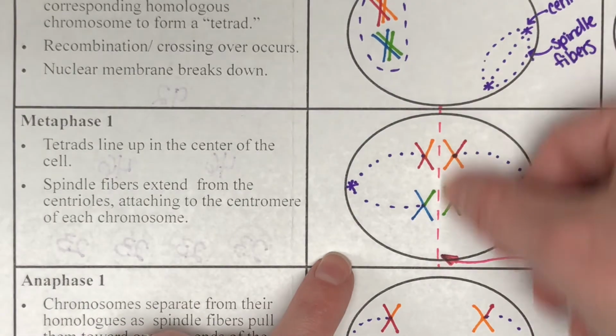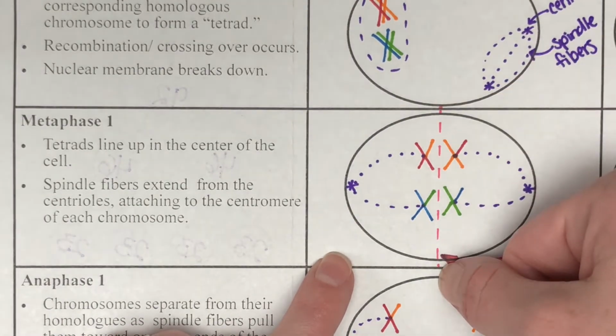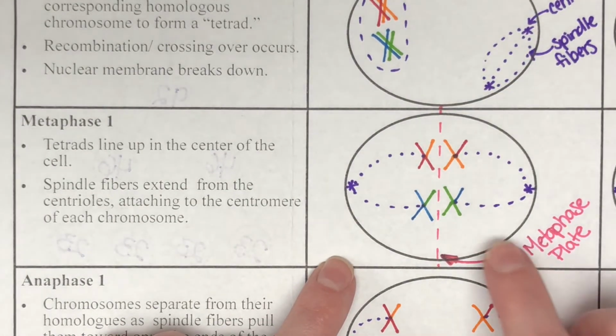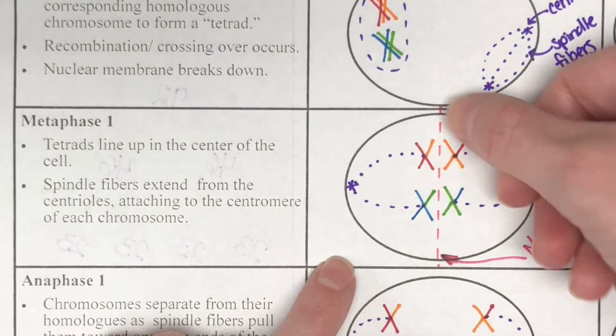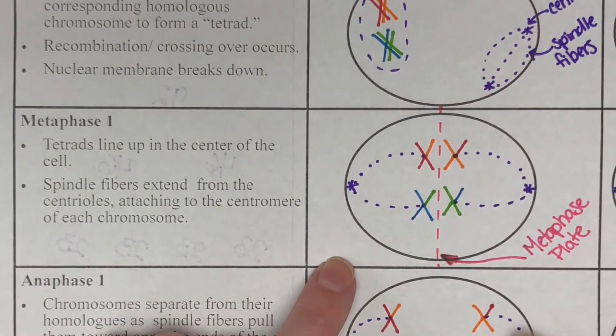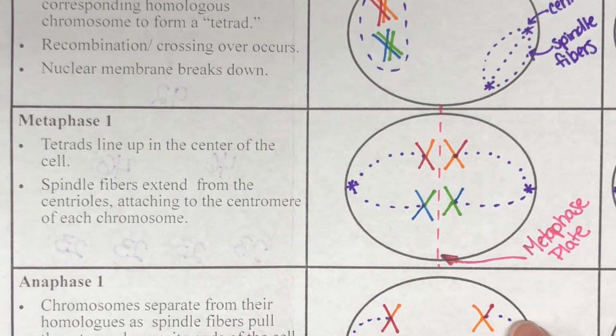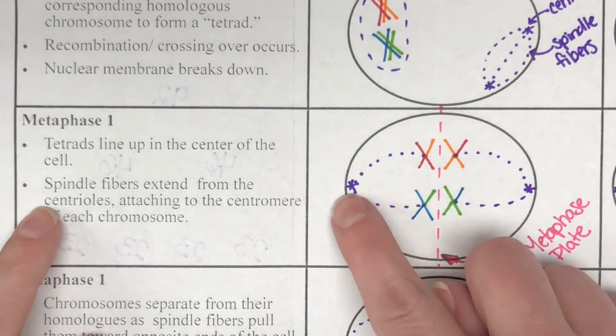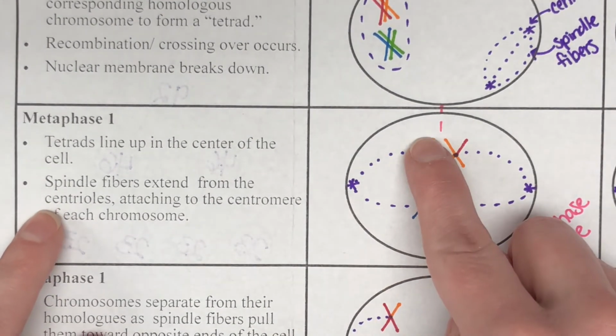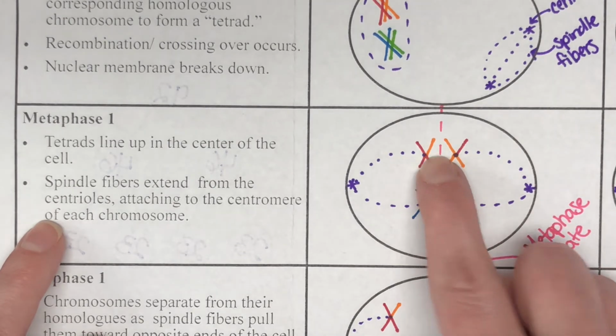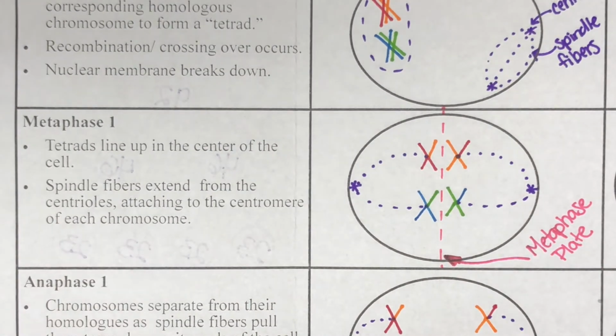So metaphase 1, these guys are lining up along the center of the cell. This is the metaphase plate. It is an imaginary line along the center of that cell. Those spindle fibers are going to extend from the centrioles, attaching to the centromere, or center, of each chromosome.